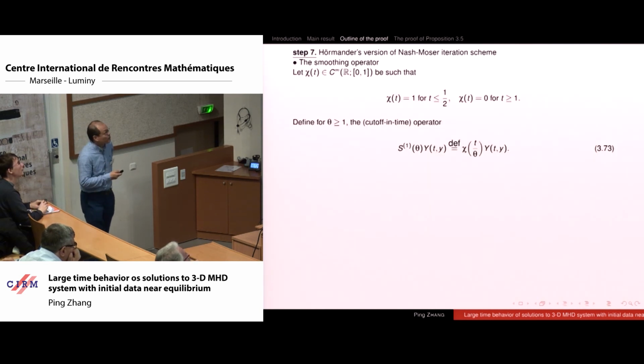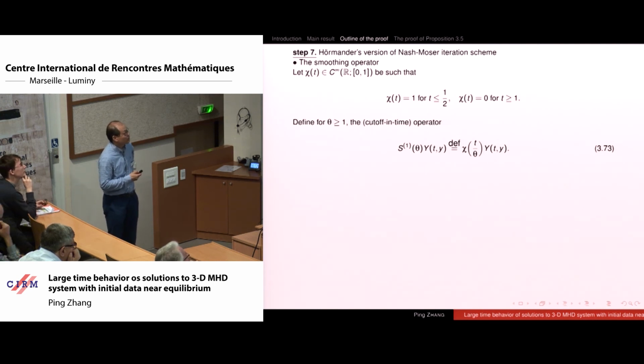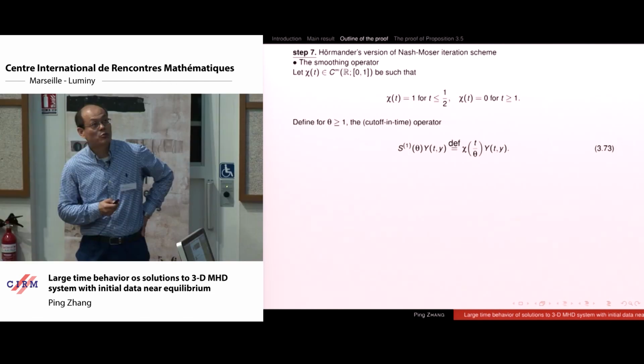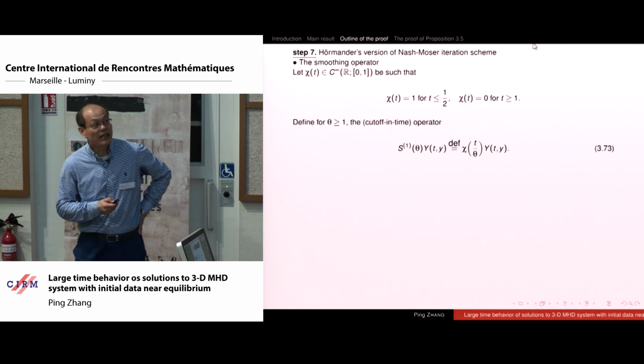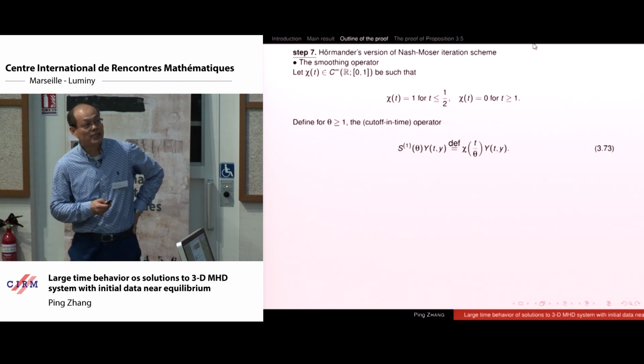The last step to work on this method is to use the homogeneous version of the Nash-Moser iteration scheme. First we should introduce a smoothing operator like this: chi of t belongs to C infinity, chi of t equals 1 for t less than or equal to 1/2, and chi of t equals 0 for t greater than or equal to 1. We denote this S_1 of theta acting on y to be this kind of function, such that t should be less than or equal to theta.